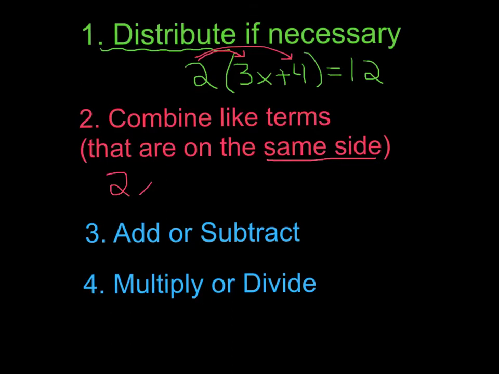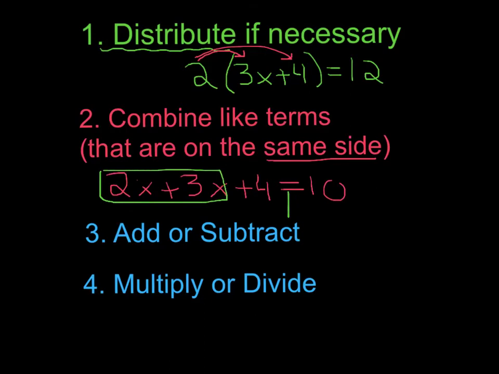So if you have 2x plus 3x plus 4 equals 10. If you look at this example, on the left side of the equal sign, here you have like terms. And then we have a 4 and we have a 10, but they're on opposite sides. So you don't combine those, but you just combine the ones that are on the same side. And then after you distribute and combine like terms, you're down to just a two-step equation where we do the add or subtract, multiply or divide.